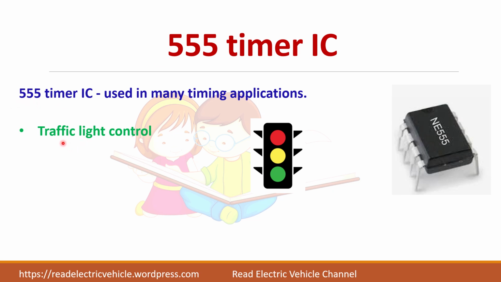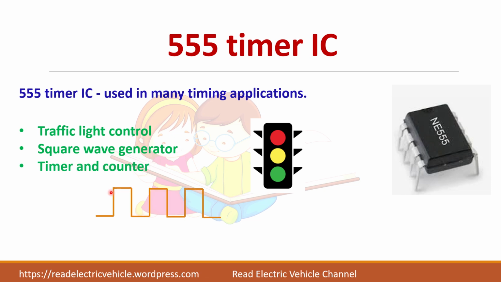For example, let us take a traffic light control. You need a timer for this, because after how many seconds you have to change the color can be easily implemented with the help of this IC. It can also be used to generate a square wave or any wave. It can be used as a counter or a timer for particular applications.